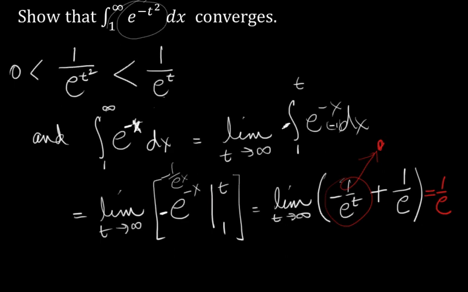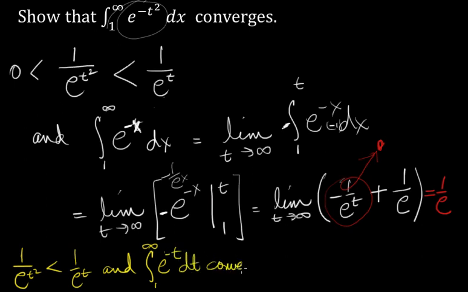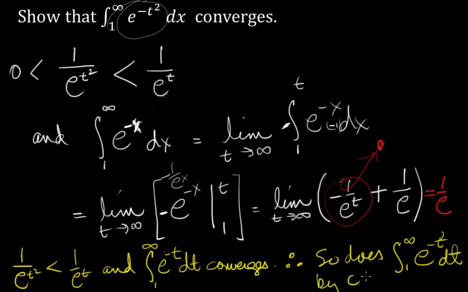So now my conclusion is, 1 over e to the t squared is less than 1 over e to the t, and we just proved that the integral from 1 to infinity of e to the minus t dt converges. Therefore, so does the integral from 1 to infinity of e to the minus t squared dt by our comparison. I'll put comparison test. It's not really called comparison test. Comparison theorem.